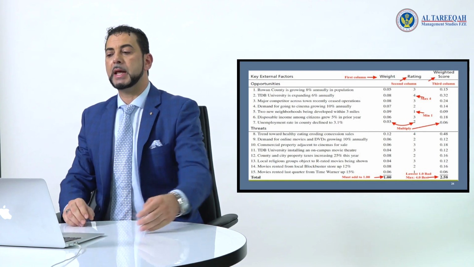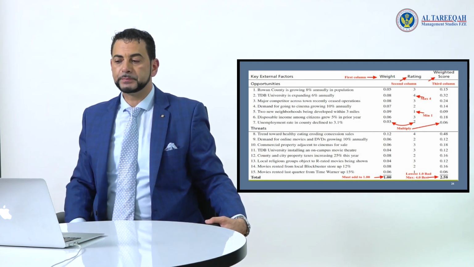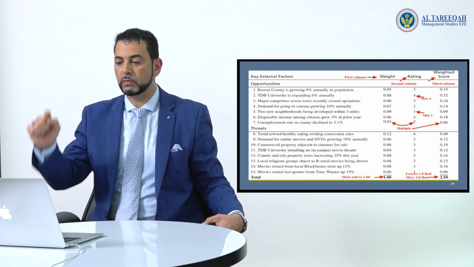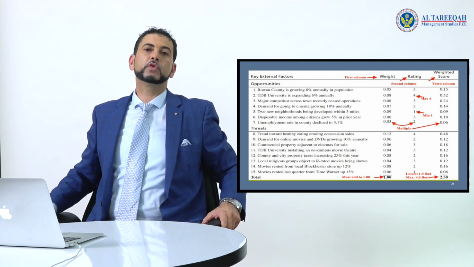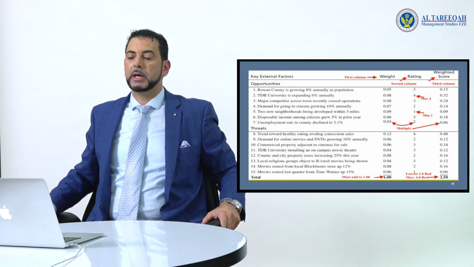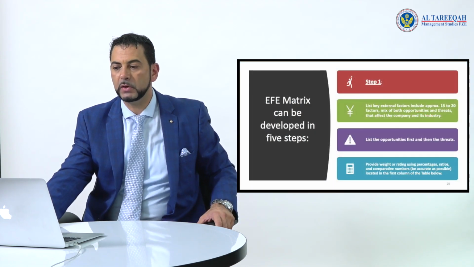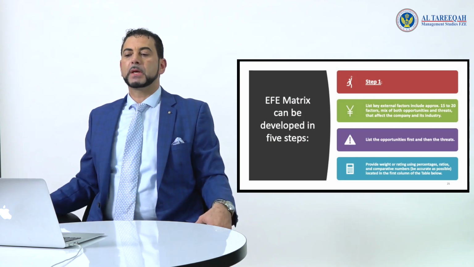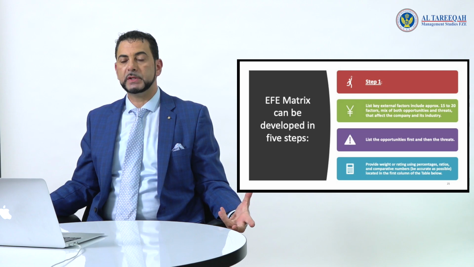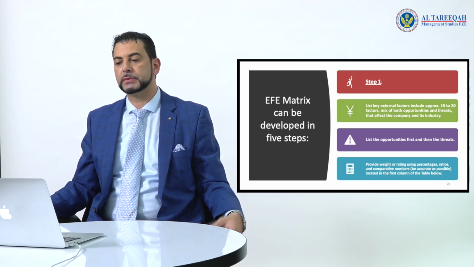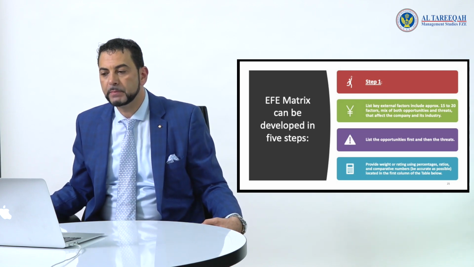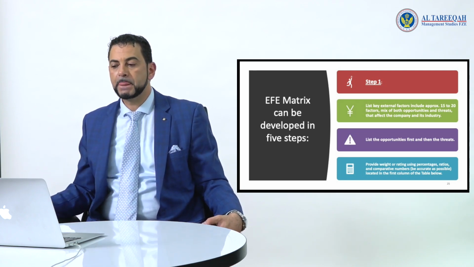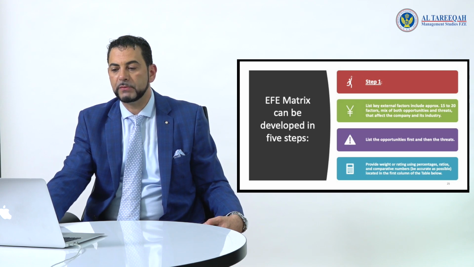Once you've done that, if you look at your weighted score right to the end, you'll see a figure of 2.58. Now, what does that mean? If you go to our next slide, it talks about how to calculate that and how to interpret the results. Step number 1, obviously, is to list all your external opportunities and threats. That's really your first point.